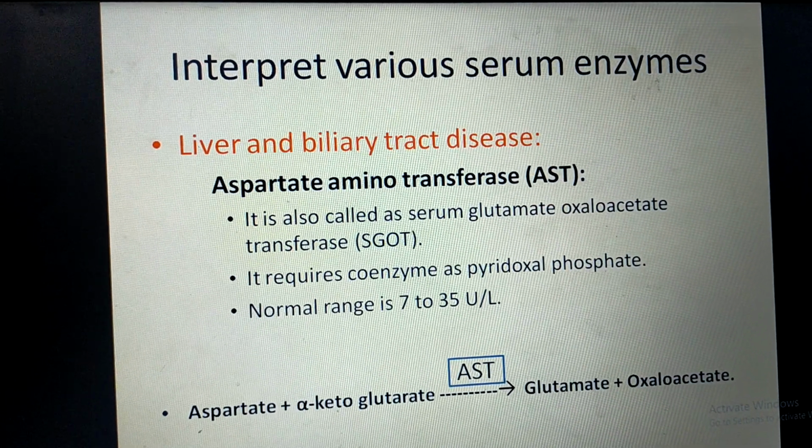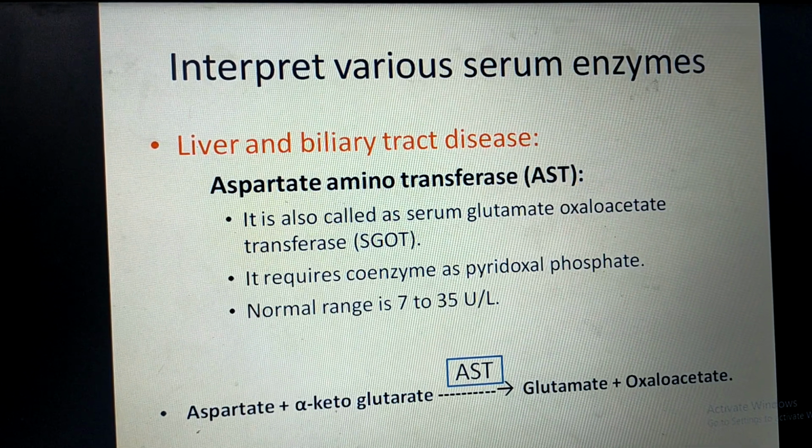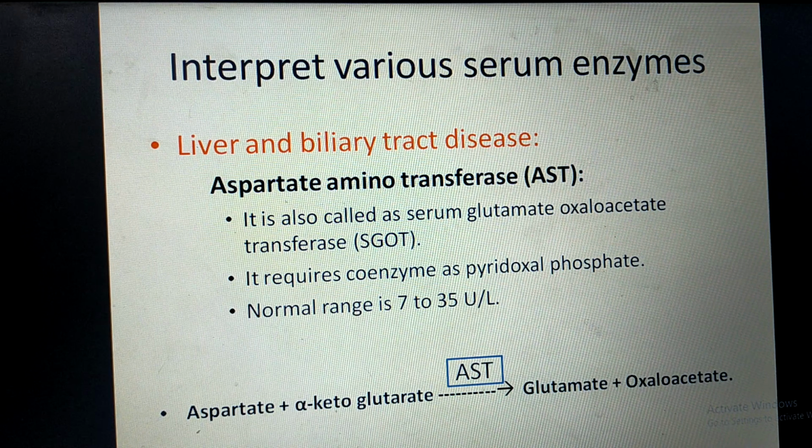Now the second enzyme is aspartate aminotransferase. It is also called serum glutamate oxaloacetate transferase. It also requires coenzyme pyridoxal phosphate. Its normal range in the blood is 7 to 35 unit per liter. It catalyzes the conversion of aspartate and alpha ketoglutarate into glutamic acid and oxaloacetate.